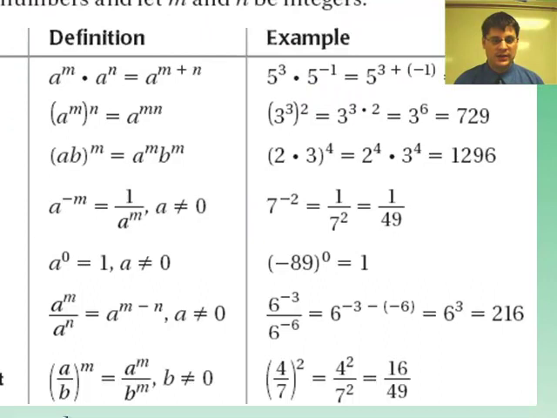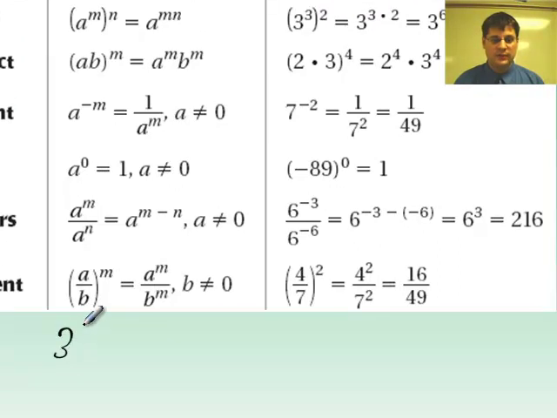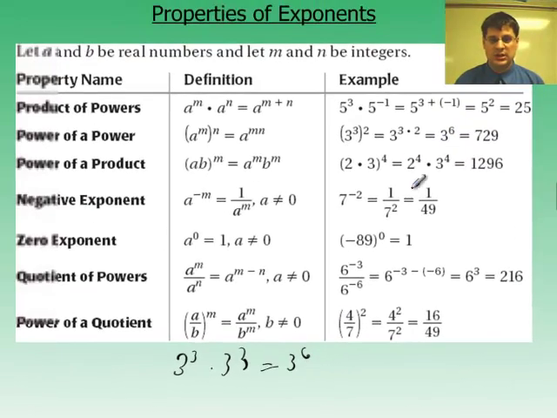The reason for that is I'm saying I have 3 cubed, and I'm squaring that, so I have 3 cubed times 3 cubed. So since I'm multiplying them together, that's going to give me 3, and then add those exponents together, giving me 6. So 3 to the 6. And that's the same thing that we see here as 3 to the 6th power.